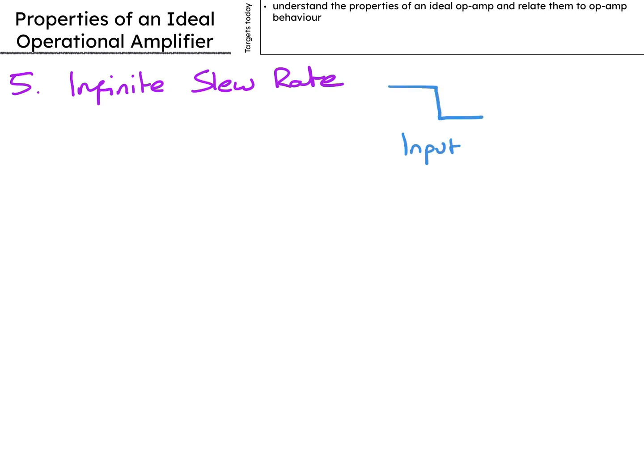Property number 5, infinite slew rate. It's a new word, but it's quite simple. Although people do get the details wrong when they have to write it down. When the input changes, the output will change. That should be instant, but there could be a delay. Infinite slew rate simply means that the output will change immediately when the input changes.